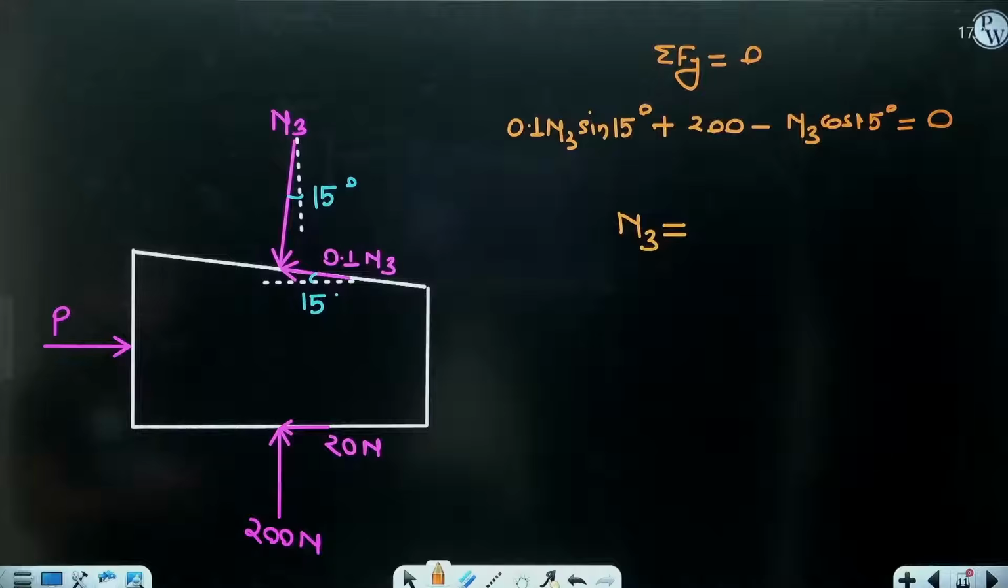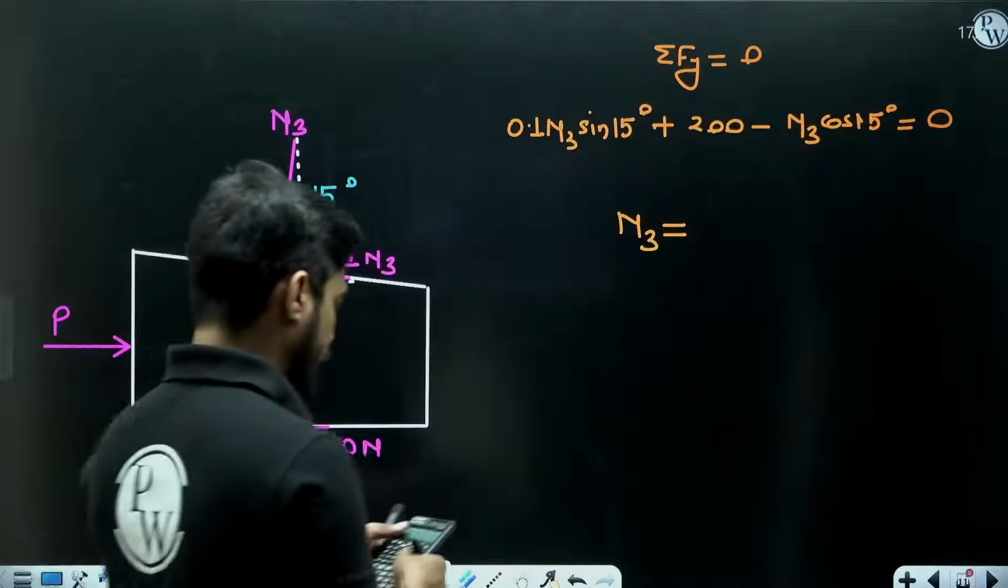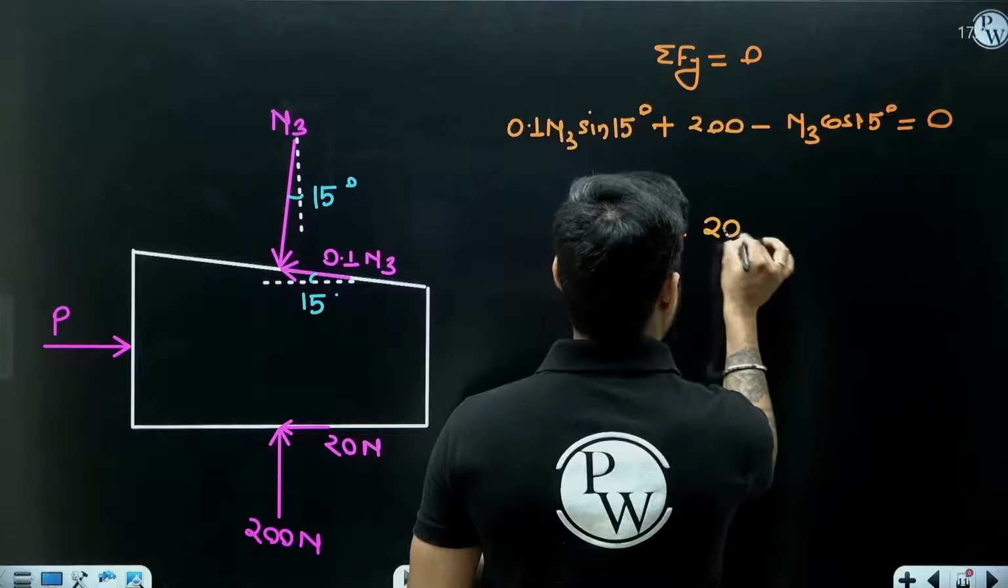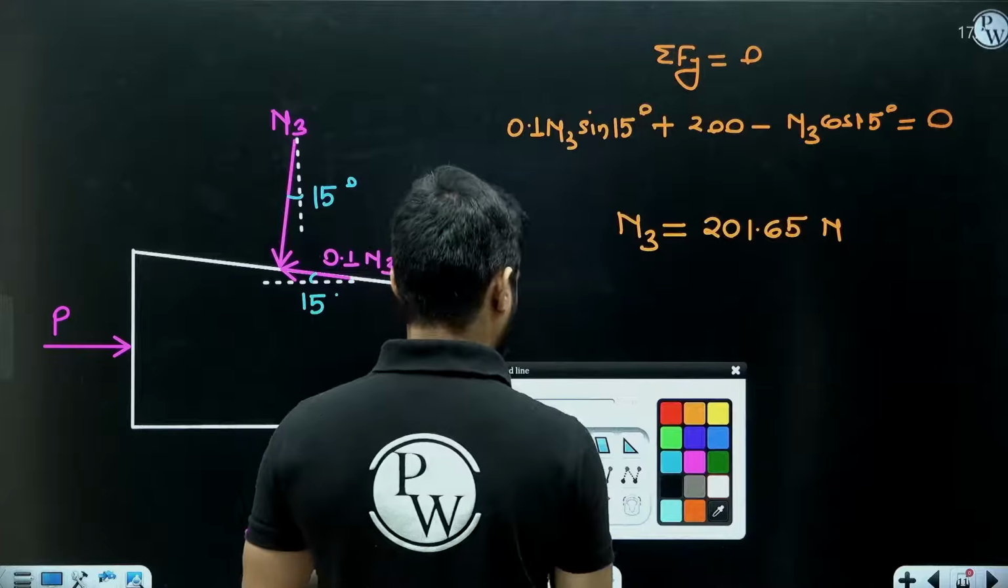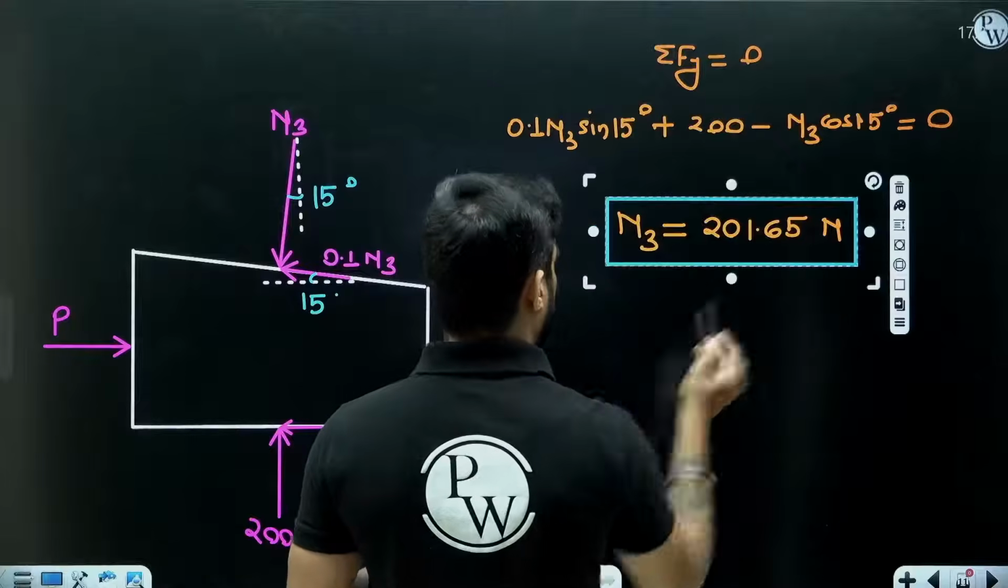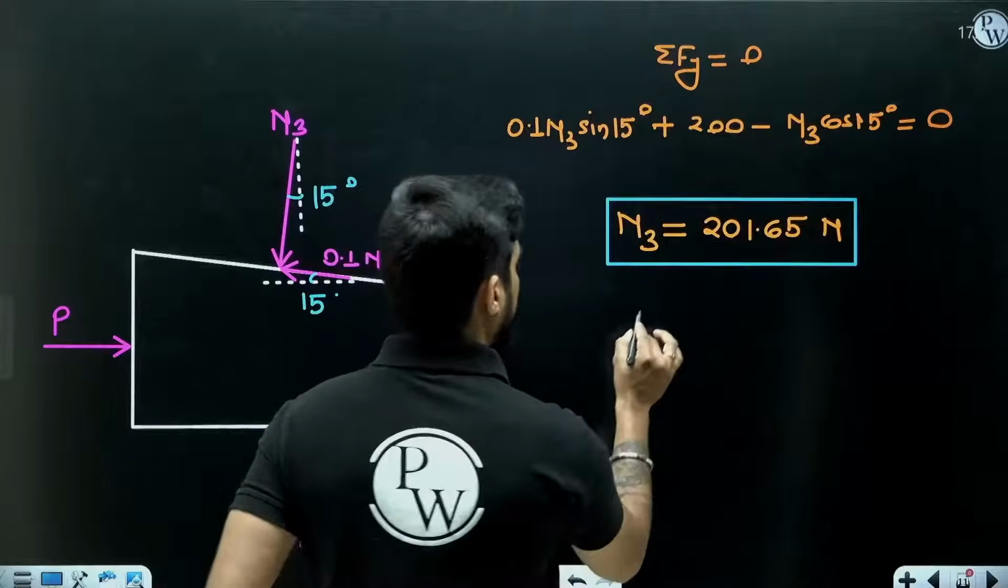It will be 200 divided by cos 15 plus 0.1 into sine 15. So I am getting 201.65 Newton. Okay. So we have got the value of N3.